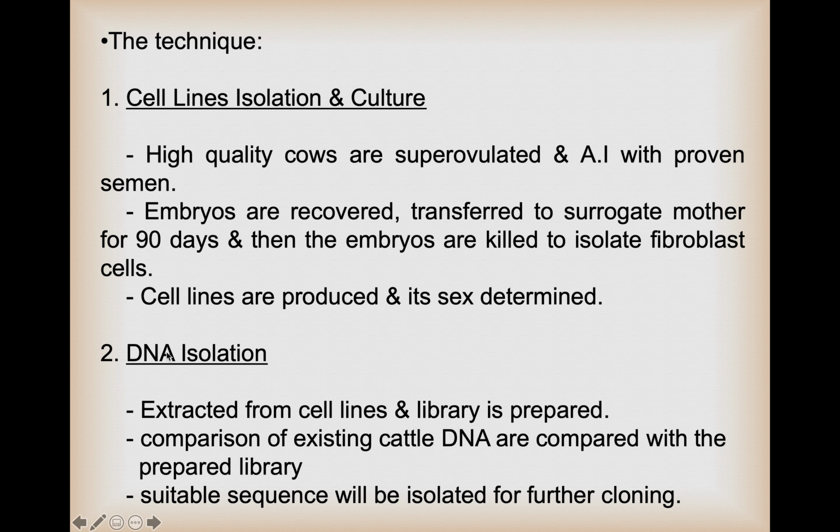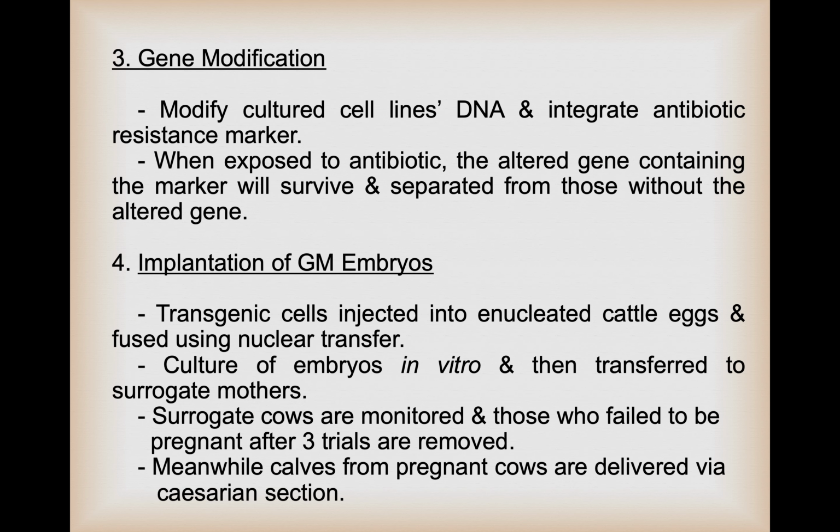The next thing is on DNA isolation. So the first and the second step could be done simultaneously, or it depends on the researcher which one they want to do first. So it's interchangeable. So DNA isolation is also done, whereby it is extracted from cell lines and the library is prepared. So they compare existing cattle DNA with the prepared library, and suitable sequences are isolated and further cloned.